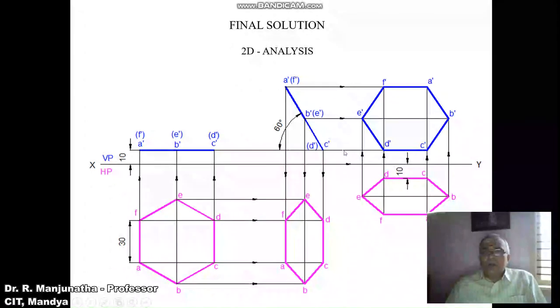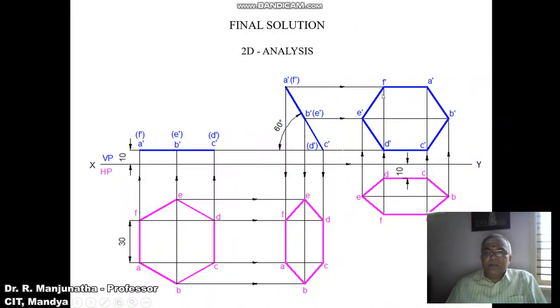And then how do I know that our problem is right? We can see that the side which is above HP by 10 mm and also in front of VP by 10 mm, both are parallel to both HP and VP, and the surface is inclined at an angle of 60 degrees to HP, and it is a side of a hexagon. Since we have considered all the parameters given in the problem, this is the final solution.